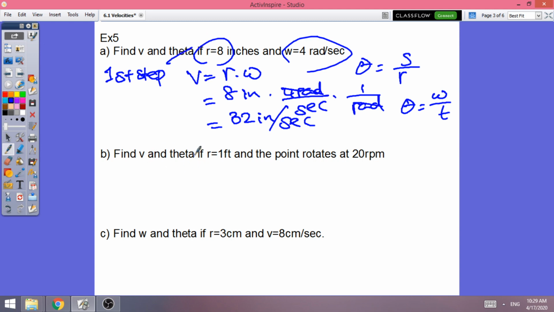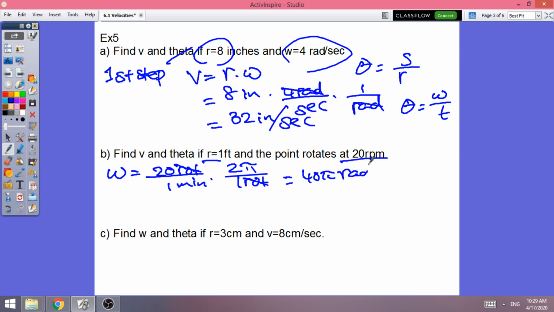So find v and theta if r equals 1 foot and the rate of rotation is 20 rpm. So certainly this one we can find w first. So w is 20 rotations per minute. So we need to convert that to angular velocity. So multiply this by 2 pi over 1 rotation. Cross out the same unit. So 20 times 2 pi, we do have 40 pi radian per minute.